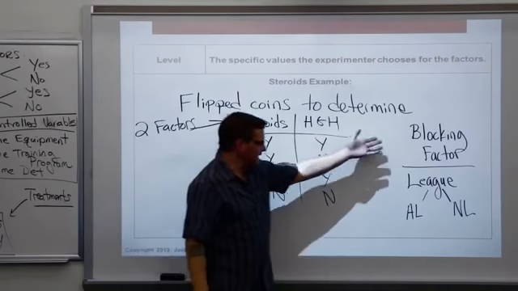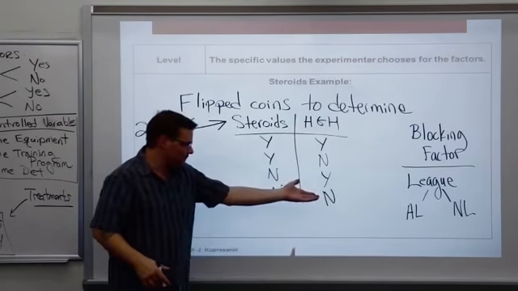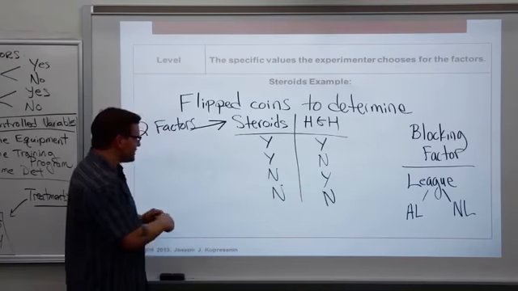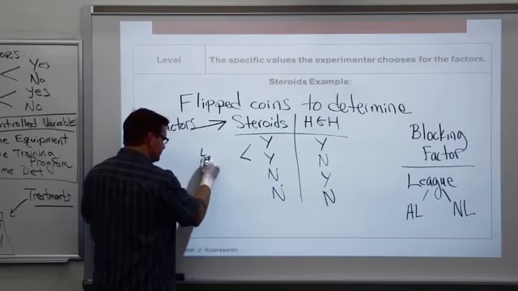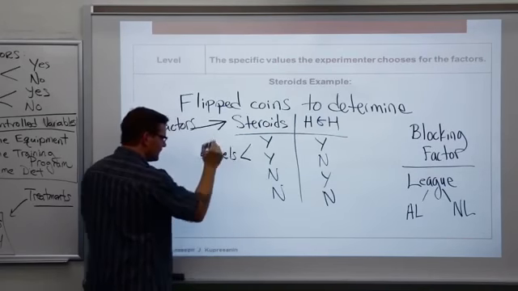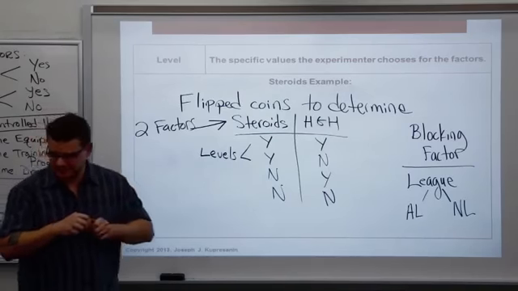You can even look at the blocking factor league and say, yes, there's two levels for that one as well: American League versus National League. All right, so these are the levels. Make sure we do get those straight because they are different.